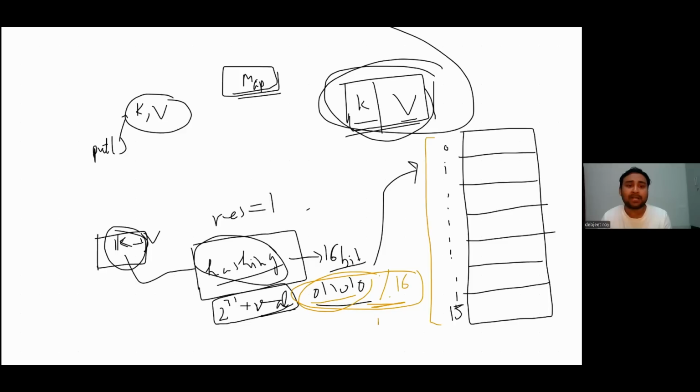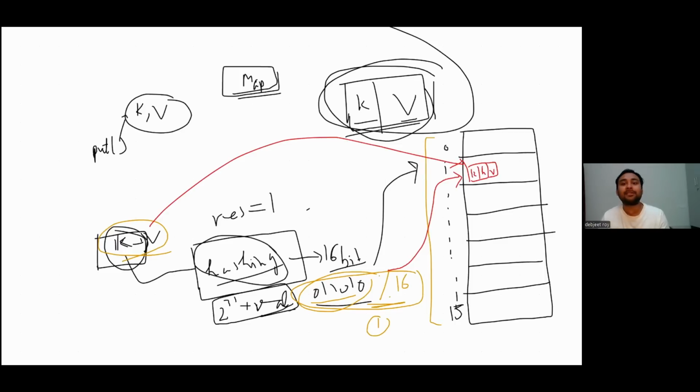Whatever key value pair is being calculated here will go to the specified index. Let's suppose the index value is 1. So it will come over here, and that key value pair will be stored in the form of a node. It will store the key, then the hash code, then the value, and then the next node address. These 4 data will be stored inside this node.